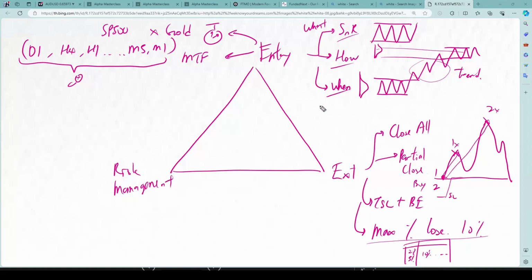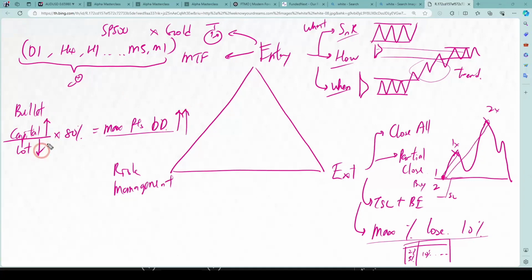Now, talk about risk management. We have learned the formulas. It's all about your capital, divide by your lot size, multiply by 80% margin call rate, and that equals your max point drawdown. Using this formula, you want to increase your chance of surviving in the market. You need to increase your capital and at the same time lower your lot size so that your account can be extremely safe in the trades.